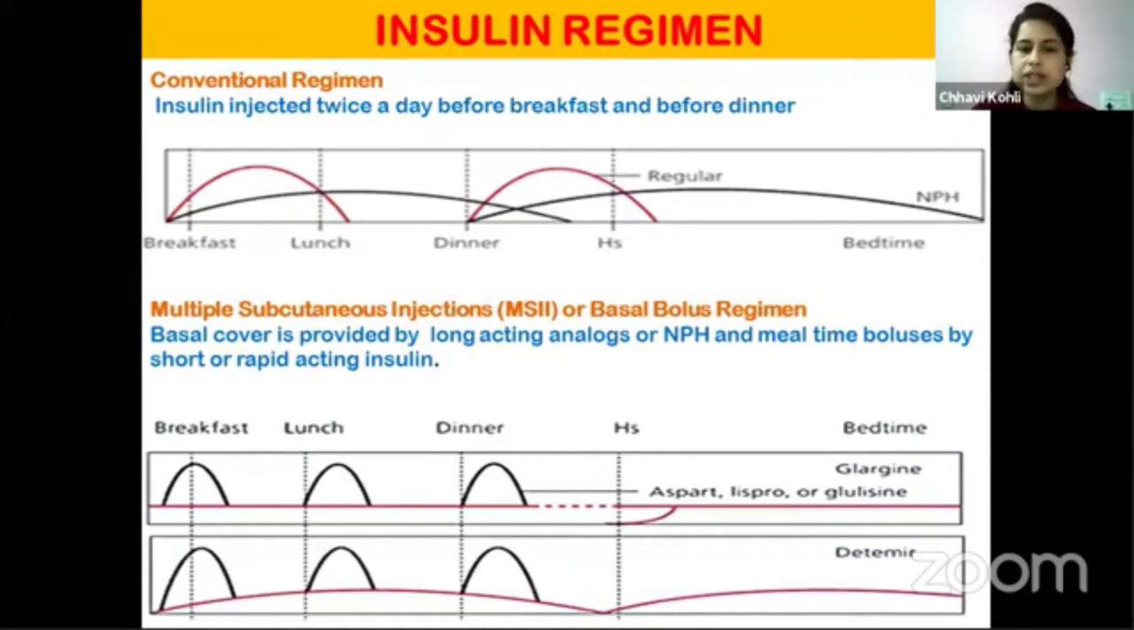Coming to the next regimen, which is the basal bolus regimen or multiple subcutaneous injections. Here, the basal cover is provided by the long-acting analogs or NPH, which can be given once or twice in a day, and the mealtime boluses in the form of short-acting or regular-acting insulins, which can be given 3 to 4 times in a day, depending on the meals and the snack pattern.